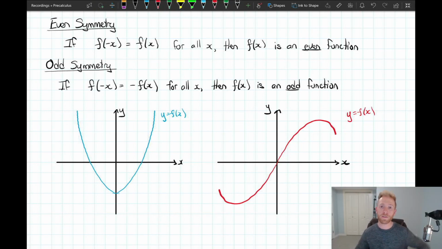Now, if we know that a function has even or odd symmetry, it just makes it very easy to plot. We only have to look at half the graph, and then we can imagine folding the paper and having symmetry for even, or we can take every point and mirror it through the origin to find the other half of the graph for odd symmetry.